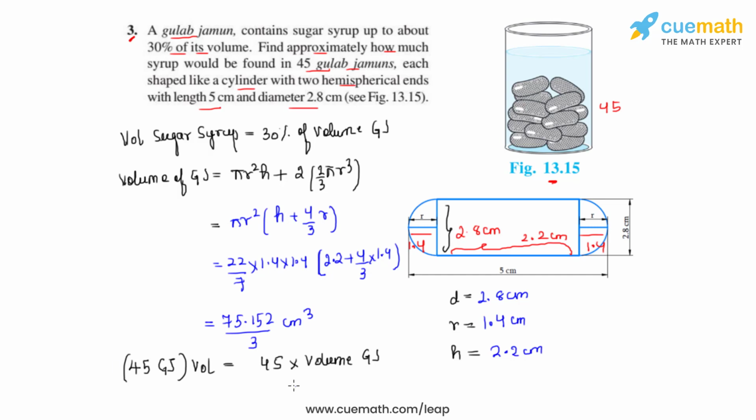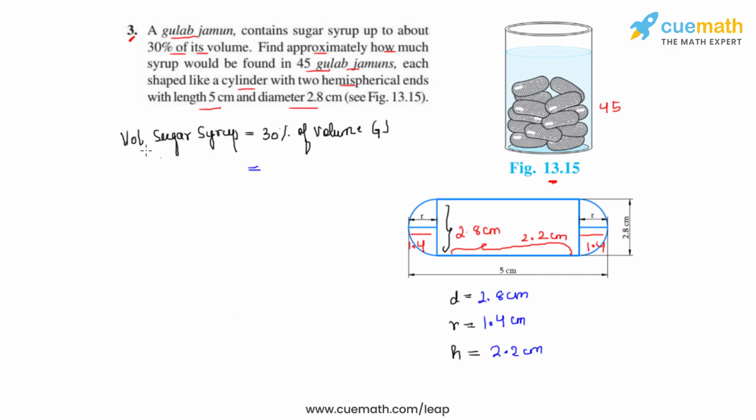So we can then calculate it as 45 times 75.152 divided by 3, and that will give us that the volume of 45 gulab jamuns is 1127.28 centimeter cube. So this is how we find the volume of 45 gulab jamuns. Now our next part is to find how much syrup we will find in these 45 gulab jamuns.